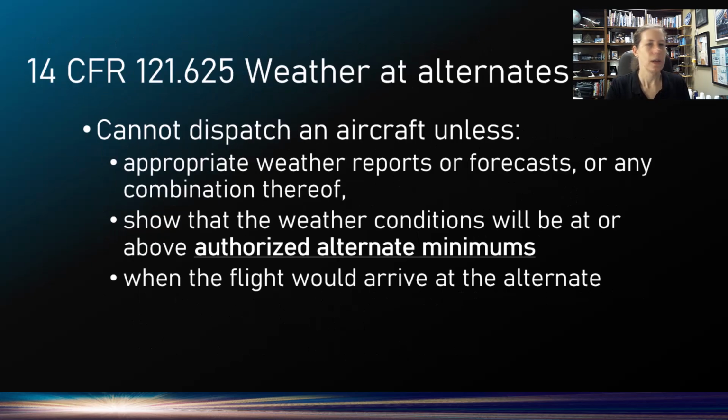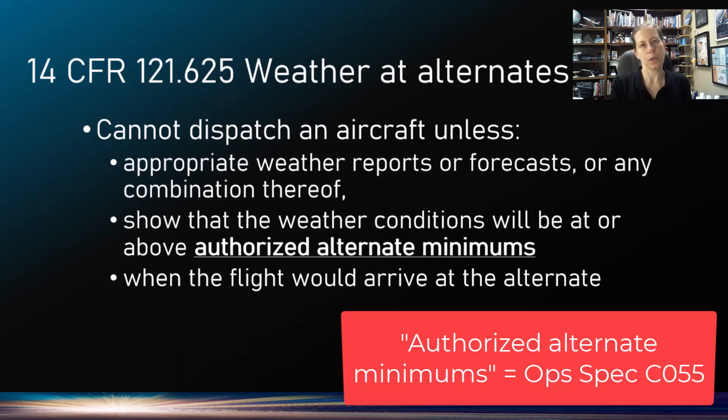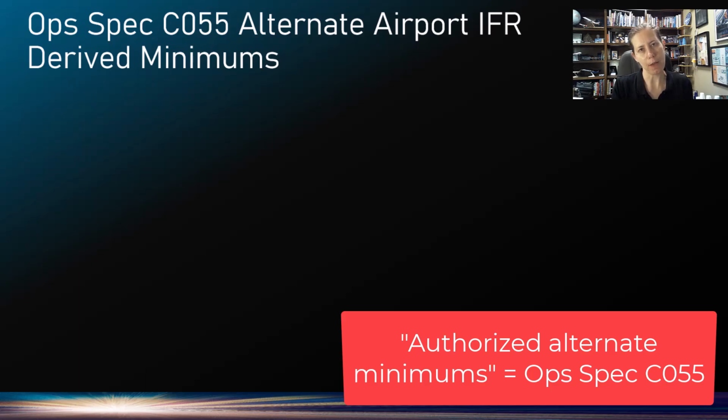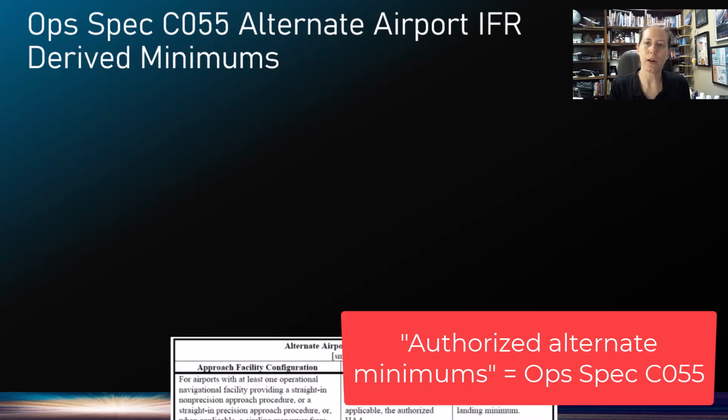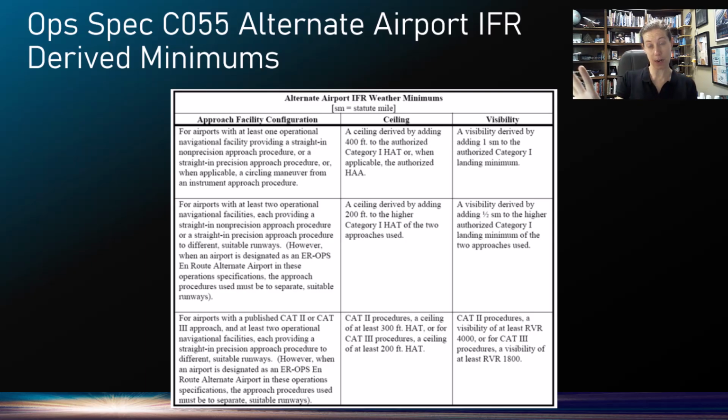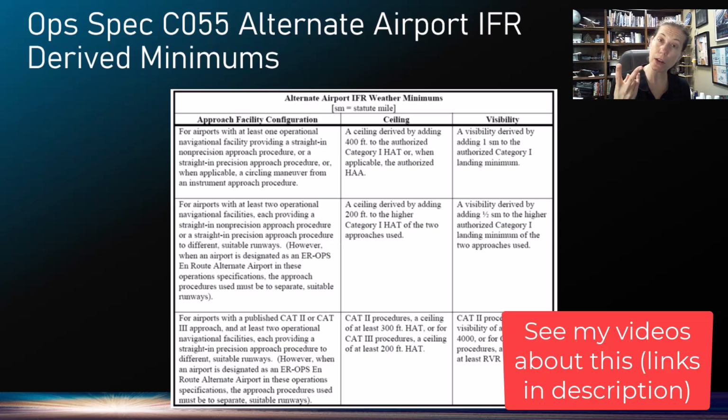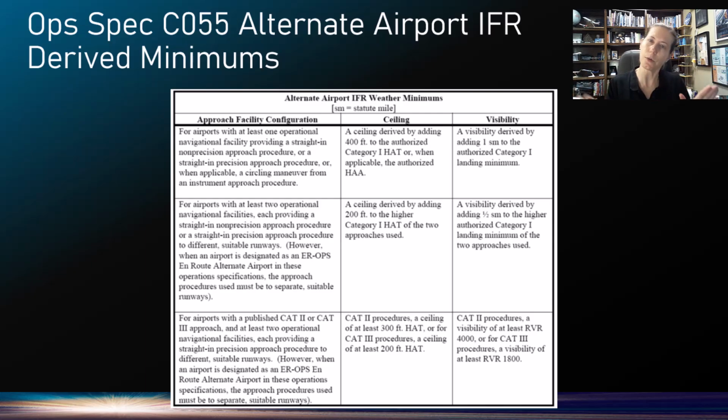I make sure, though, that I do figure out my alternate weather requirements, and I do that at air carriers using OpSpec C055. This allows me to derive my alternate minimums. I am not going into detail on this table because I have a whole two-part video series plus an older video, maybe my most popular video ever on YouTube, all about how to do this table from OpSpec C055. So please don't worry about it if you haven't watched those videos. You are missing out. You should go watch them and then come back to this one.